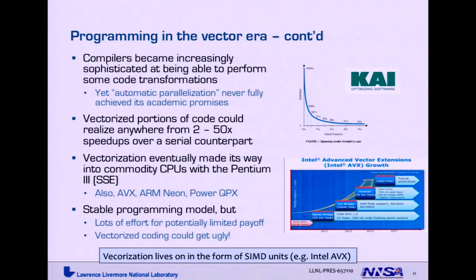Vectorization lives on today in a much smaller form through things like AVX instructions on an Intel machine. ARM has something called Neon. The PowerPC architecture has something called QPX. So this concept still lives on, but it's not as much the basis for getting performance as it was in this era.